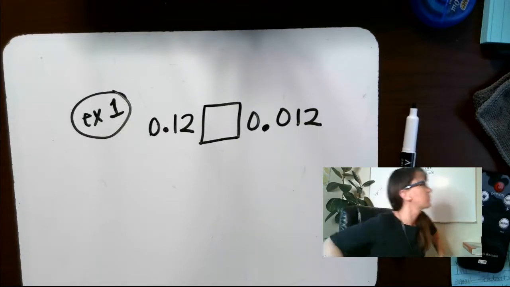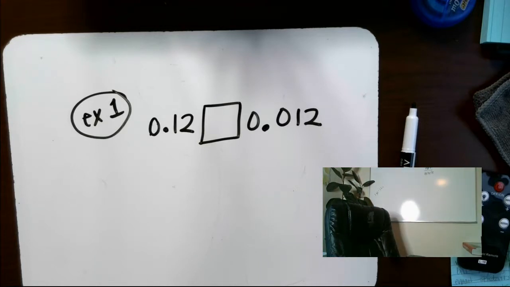The other thing I'm going to do is get this paper out so that you can see. If you don't have grid paper at home, let me know. I have grid paper that you can use. For comparing decimals, it is the easiest way to compare decimals.